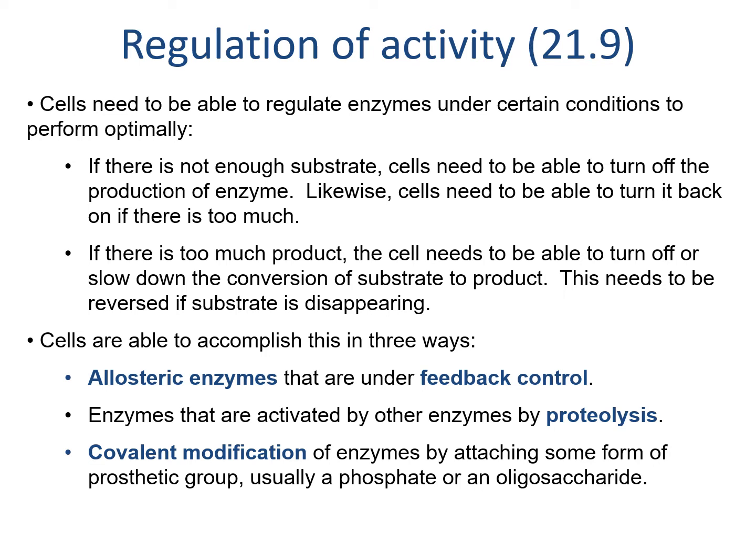Finally, we modify our enzymes covalently. We add another group on, a prosthetic group, oftentimes a phosphate that's added using ATP or an oligosaccharide. In each of those cases, the phosphate or oligosaccharide are really polar and can change the overall structure of the enzyme, either turning it on or turning it off.